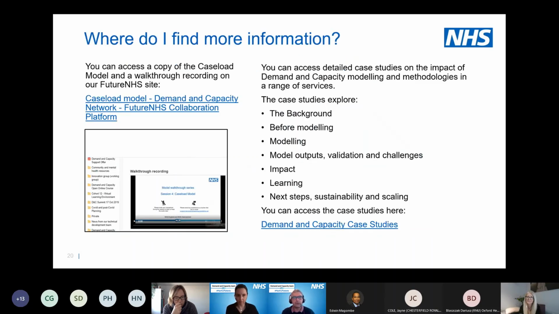So if you want to find out any more information, you can access a copy of the caseload model and a previous walkthrough recording on our Future NHS site, and the recording of this session will be available on the Future NHS platform as well. We do have a range of different case studies illustrating how demand and capacity modelling and methodologies have been used across a range of services, a range of organisations, focusing on the impact, the learning and the benefits of using the models, and we are adding to those continually.